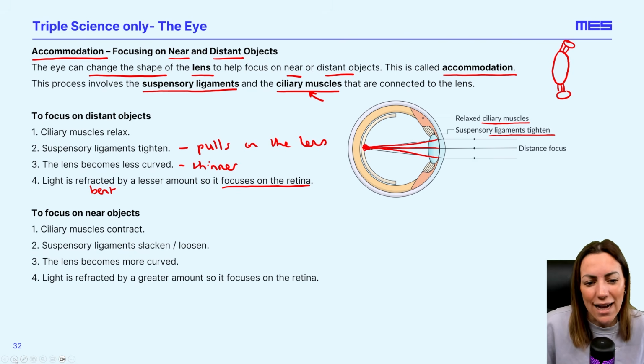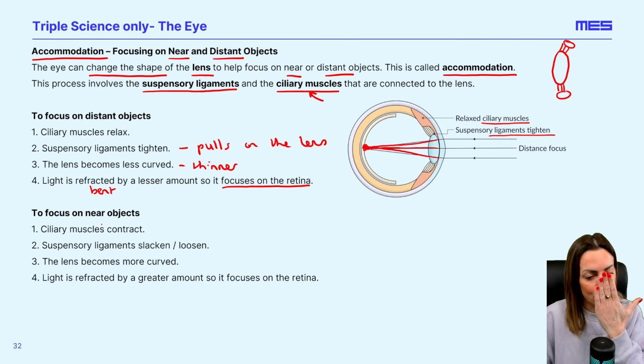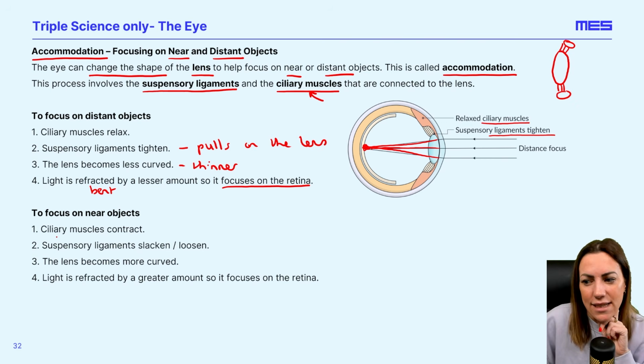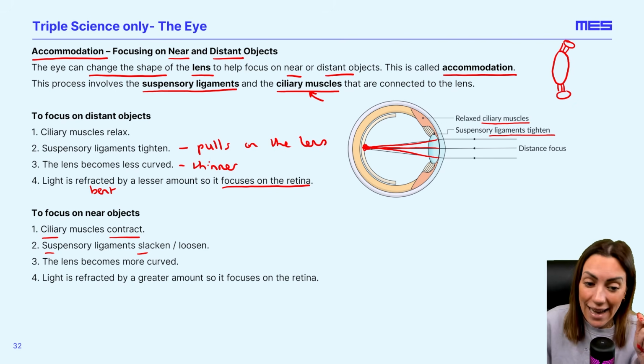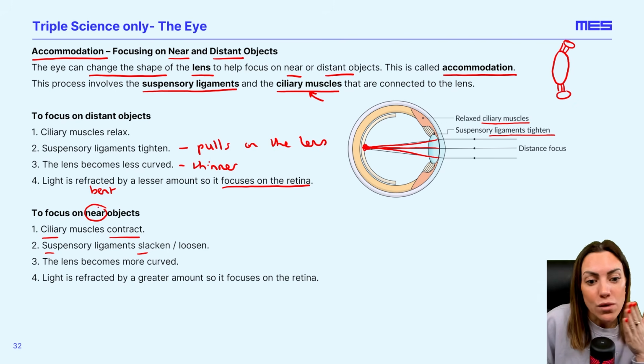And this is the one that I actually remember off by heart. If you're focusing on something near, like your phone, and it's here, the ciliary muscles contract and the suspensory ligaments slacken. Now, I find this side of the story easier to remember. And again, it's super silly, but I'll share it with you because it might help you remember all of this. This is about near objects or close objects.